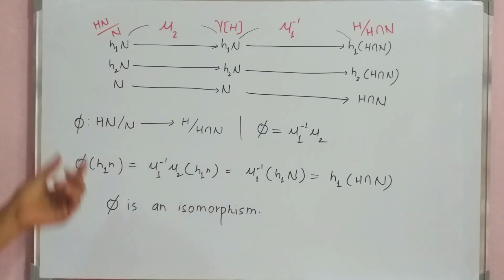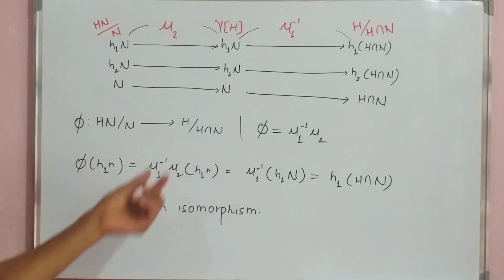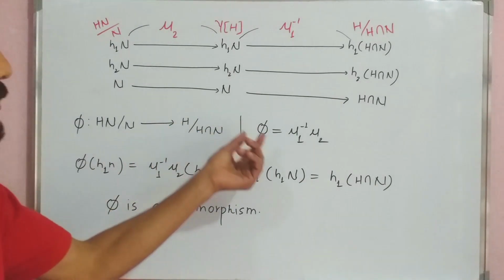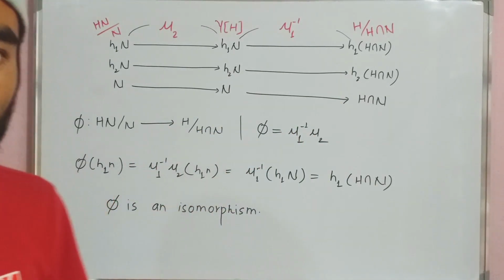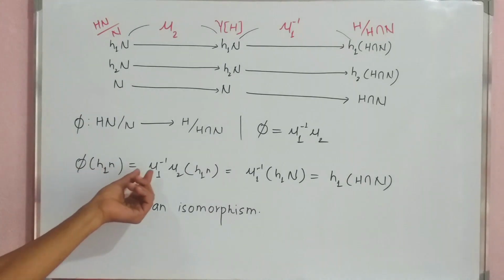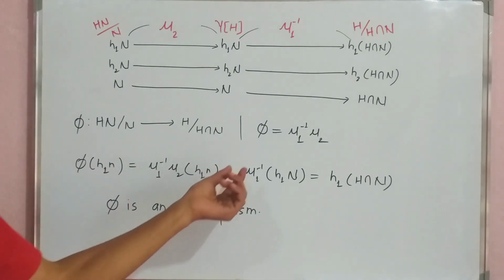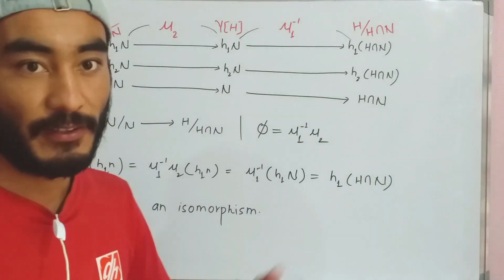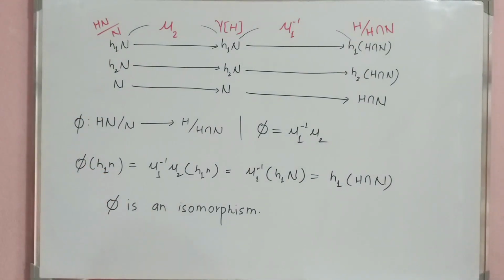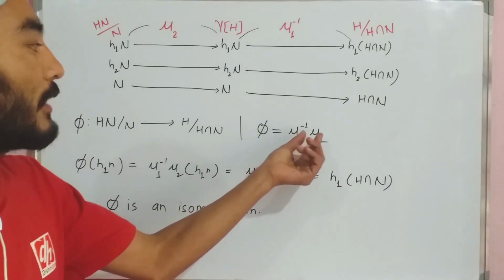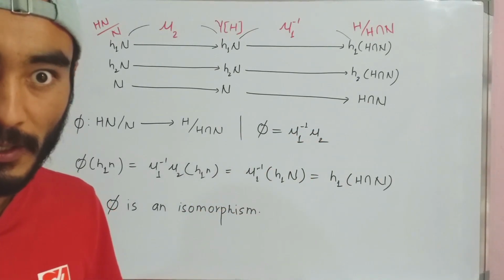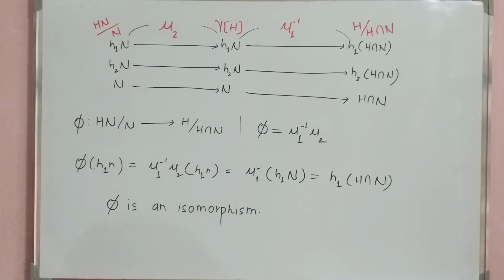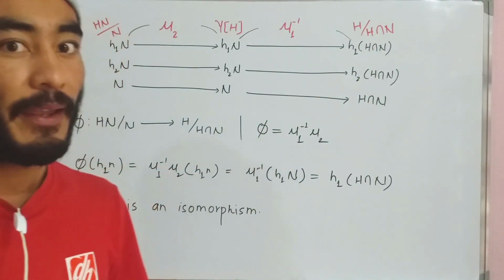Now if you define a function phi from the group HN by N to group H by H intersection N such that phi equals mu1 inverse composed with mu2, then we have phi of h1N equals mu1 inverse mu2 of h1N, that equals mu1 inverse of h1N, and that equals h1 (H intersection N). And phi is an isomorphism from HN by N to H by H intersection N because the functions mu1 inverse and mu2 are also isomorphisms. So this shows the factor group HN by N is isomorphic to the factor group H by H intersection N, and this proves our theorem.